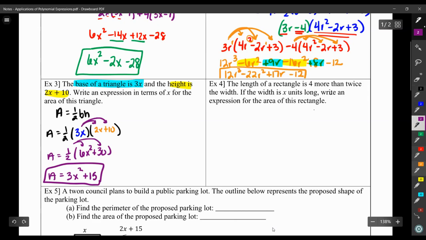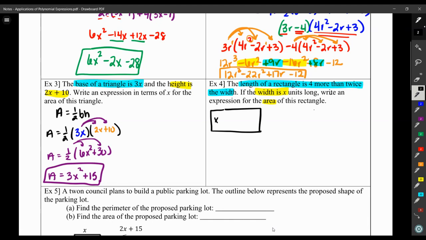So number 4, it says the length of a rectangle is 4 more than twice the width. If the width is x units long, write an expression for the area of this rectangle. So I'm going to draw a picture for this one. So I know that the width is x. That's the simple one. It tells me, though, the length is 4 more than twice the width. So remember, more than is a flip word, the 4 actually is going to come last.